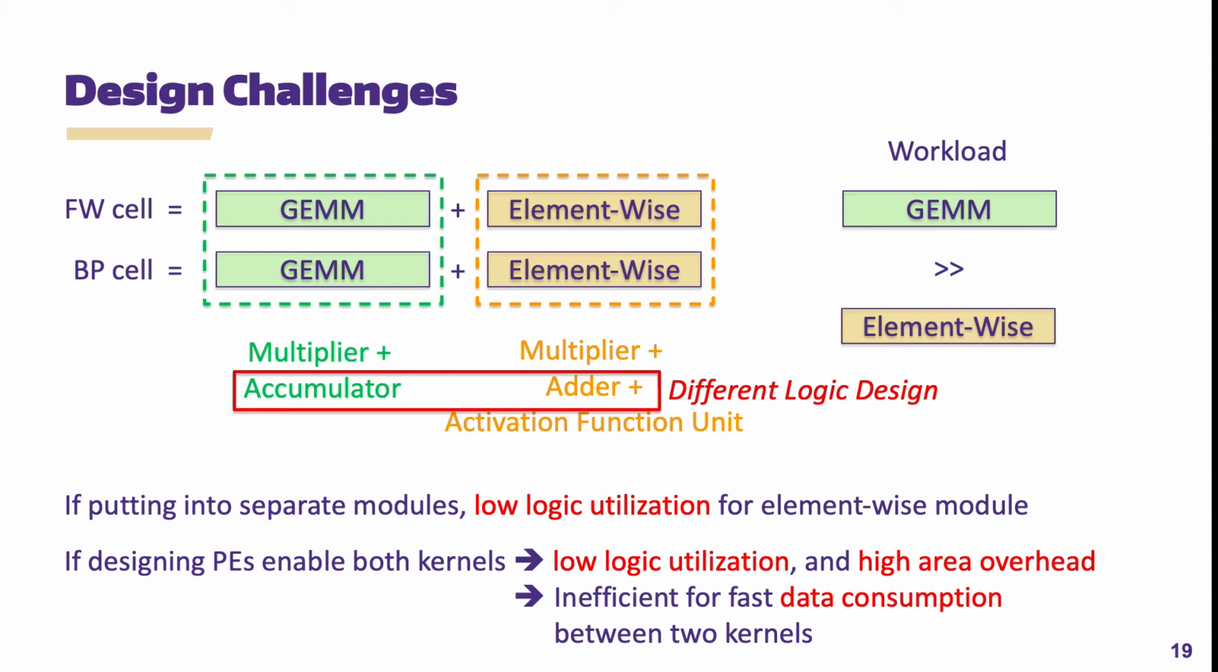Besides, such design requires one kernel to finish before another kernel is executed, just like a GPU. So the intermediate data between these two kernels may need to be stored in the DRAM, which causes a large data movement overhead.